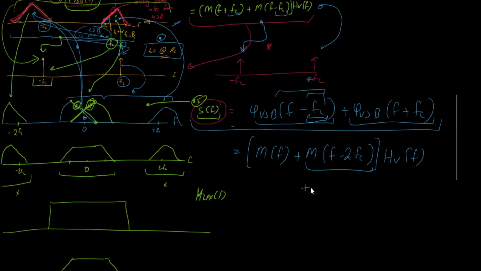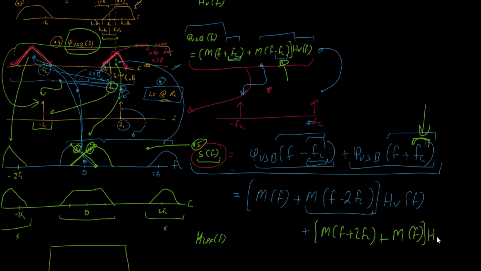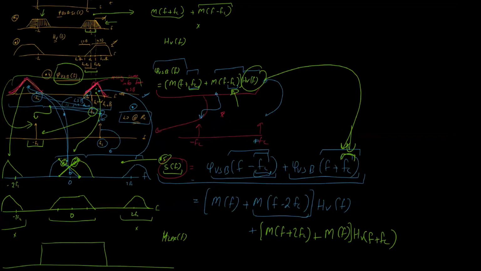Plus, now you are having the second part, which is f plus fc. Now if this plus fc adds with this plus fc, you would have M of f plus 2fc, plus again this fc, and this fc would cancel off and you would have M of f times HV of f translated to this place. So that is f plus fc. This means this would be f minus fc.